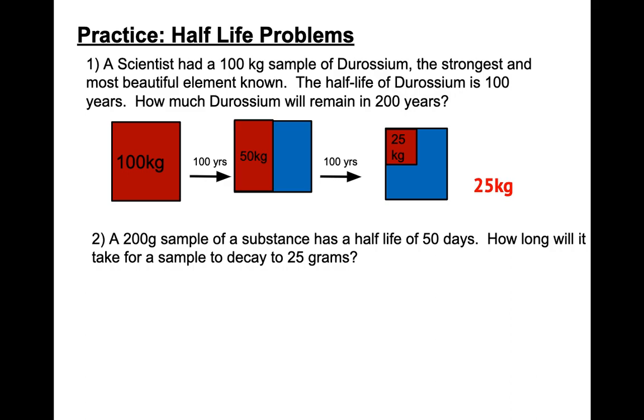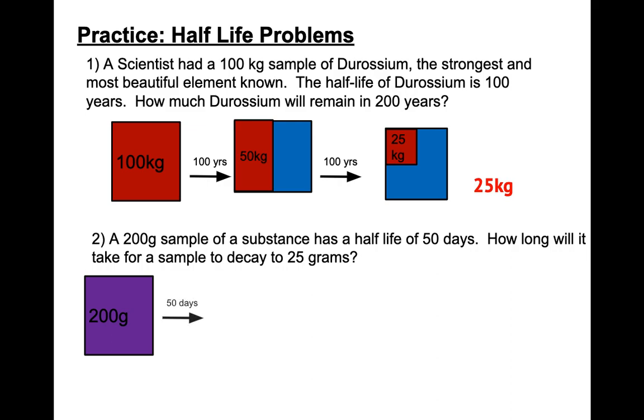If we had a 200-gram sample of a substance, and it has a half-life of 50 days, how long will it take for that sample to decay to 25 grams? Why don't you pause the video and try to work this out on your own, then check your answer, see if you're right. So if you start with a 200-gram sample, its half-life is 50 days.